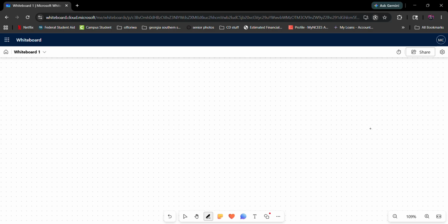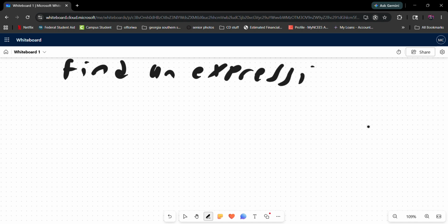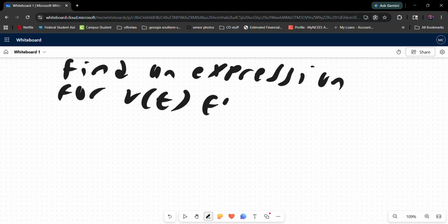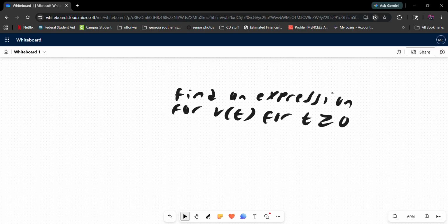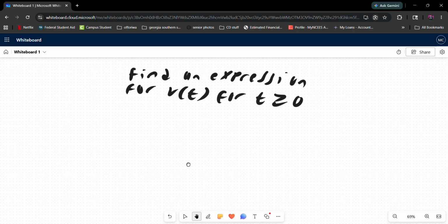Anyway, so we're gonna find an expression for v of t for t greater than or equal to 0. Alright, so let me go ahead and just start making this circuit now.